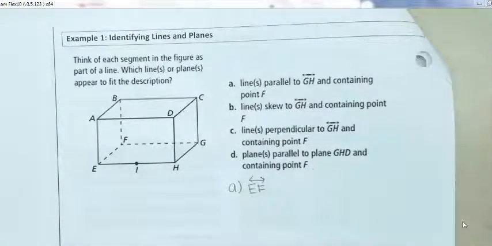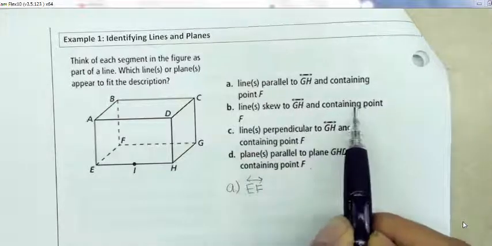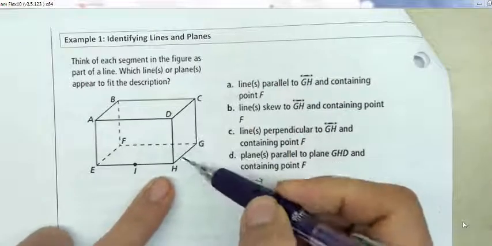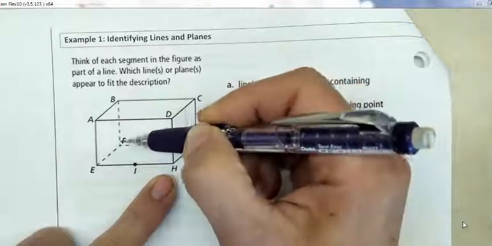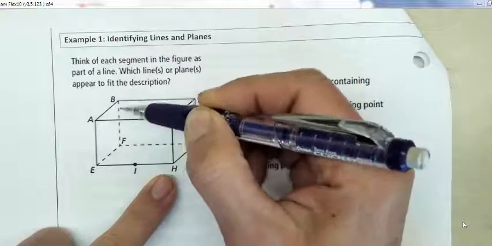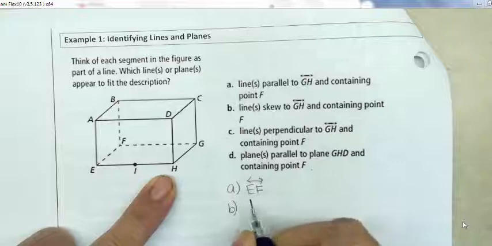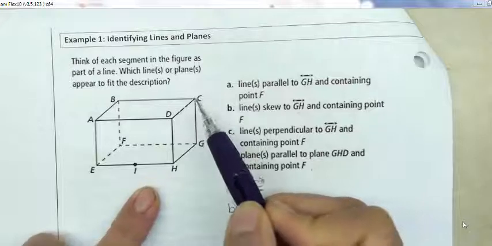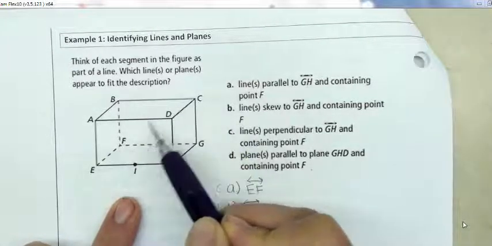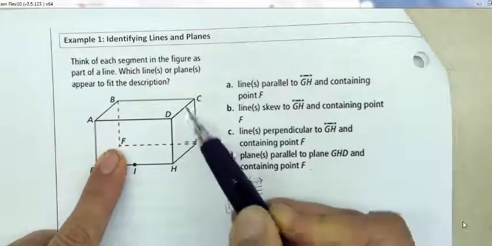Let's do B. So I want line or lines that are skew to line GH and containing point F. Okay, so here's line GH. We want something that's in a different plane containing F. So it looks like I could do line BF here. So we'll do line BF. But I don't think that's the only one. What about line CF? See how that's also never going to touch line GH and is not in the same plane as line GH? So we could do line CF.